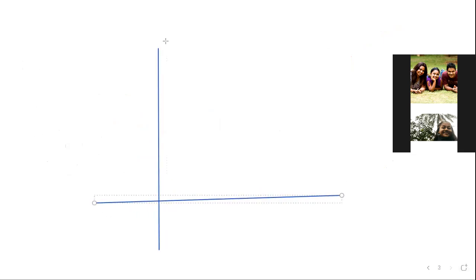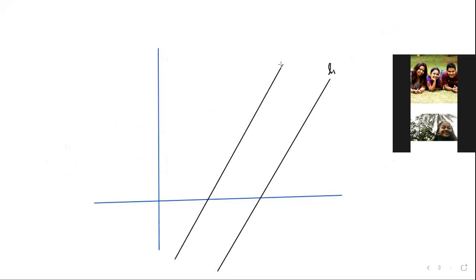Imagine I have one line, and let me draw with black, like this, which is L1. Another line, I'm drawing parallel to it. Imagine L1 is having slope 2. What will be the slope of L2? The same, 2, because this angle and this angle both will be equal.